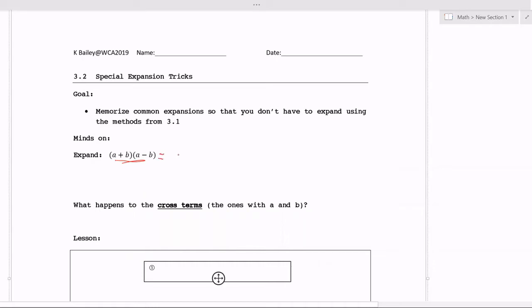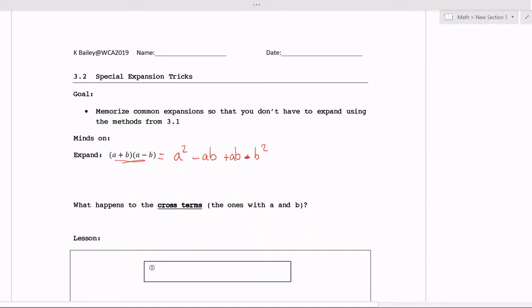So I'll do the first terms. A times A is A squared. I will do the outside terms. A times negative B, which is negative AB. I'll do the inside terms, which is B times A. So I guess I'll write it as positive AB. And the last, which is B multiplied by negative B, which is negative B squared.